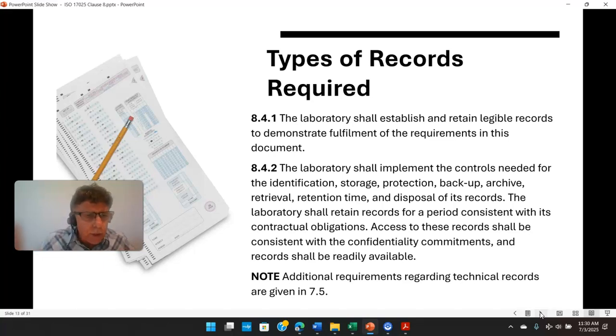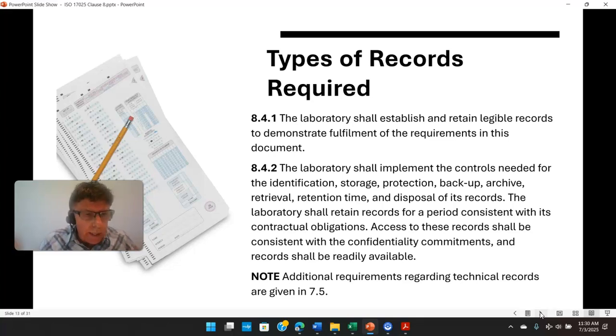So what do I mean? What's the difference between technical records and the type of records that we're talking about in section 8.4? Technical records are usually things like calibration records, equipment log, things that are applicable to the technical side of the laboratory.